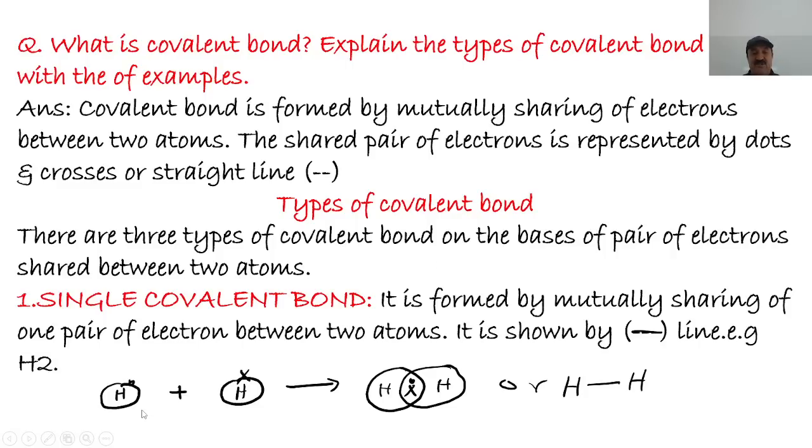For example, hydrogen. This is one hydrogen. It has a single electron in its valence shell. This is another hydrogen. It also has 1 electron in its valence shell. So these 2 electrons are shared with each other to form 1 pair of electrons. So it is a single covalent bond.